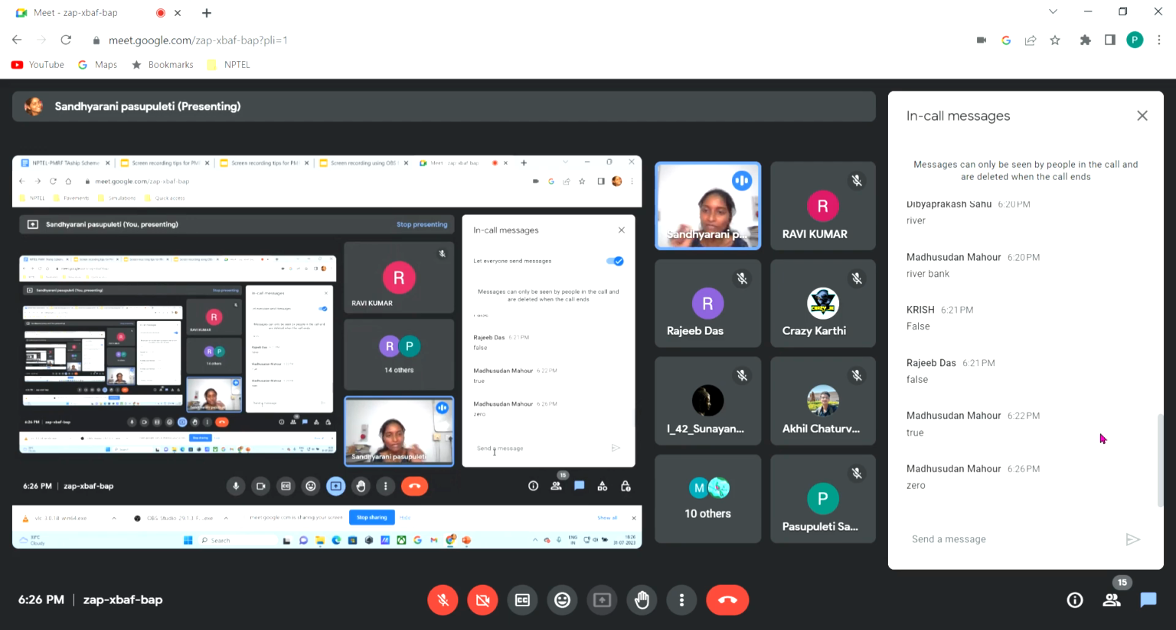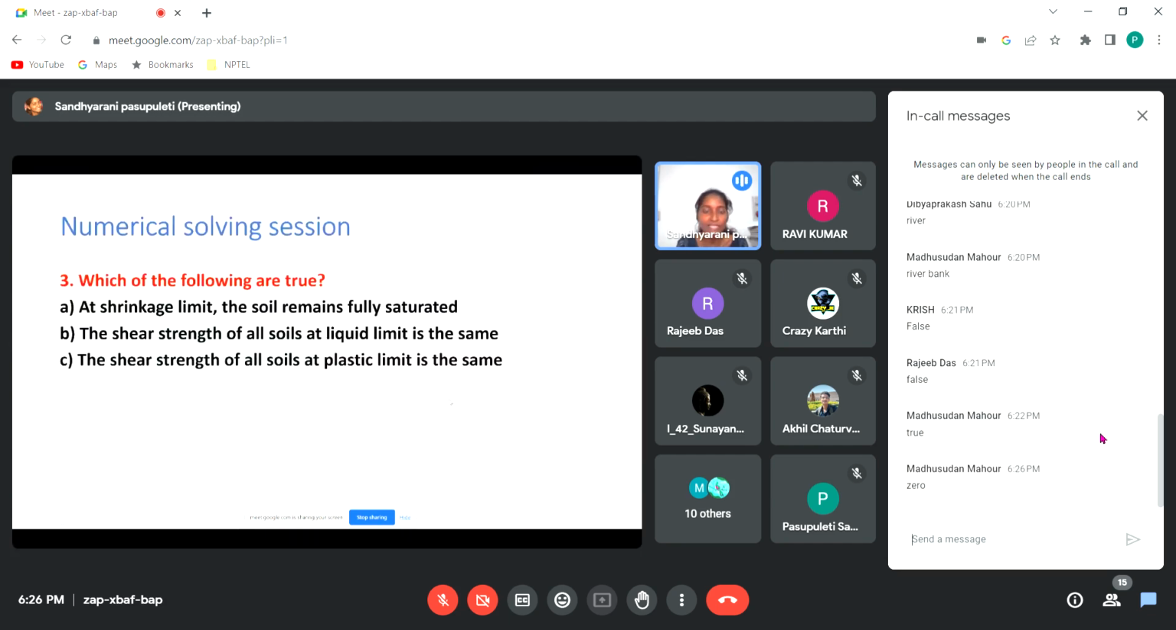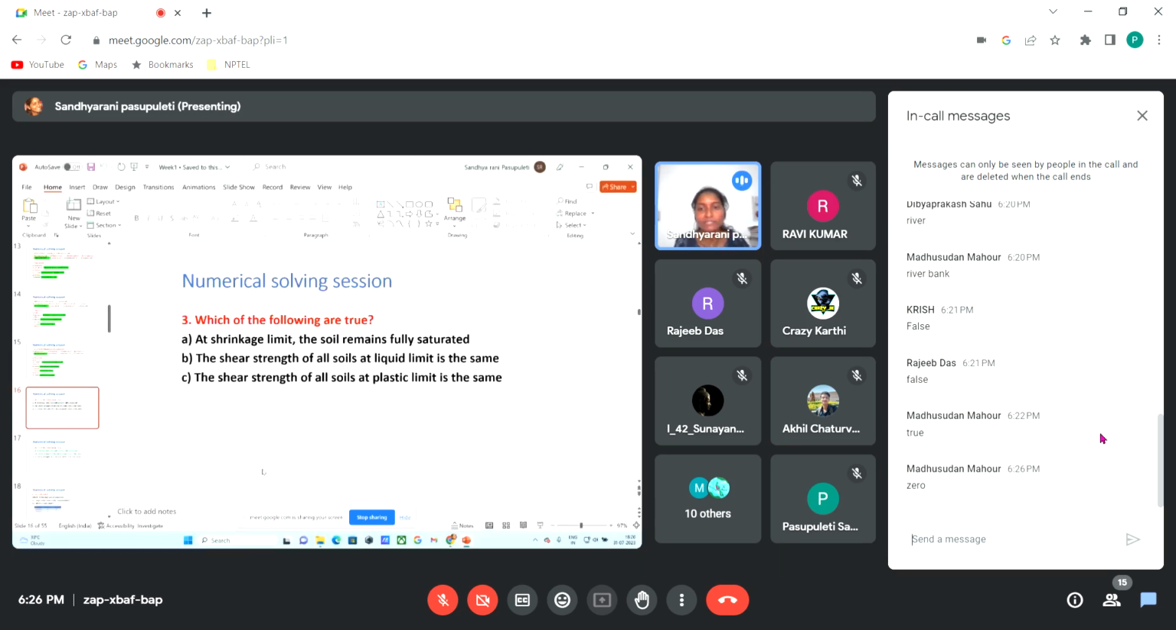So that slurry cannot take any shear strength. So at liquid limit, the shear strength is always zero for all the soils. If you take any type of soil, the liquid limit will give the same shear strength. That is what option D is telling, so this is true. When it comes to option C, the shear strength of all soils at plastic limit is the same. Is it the same?